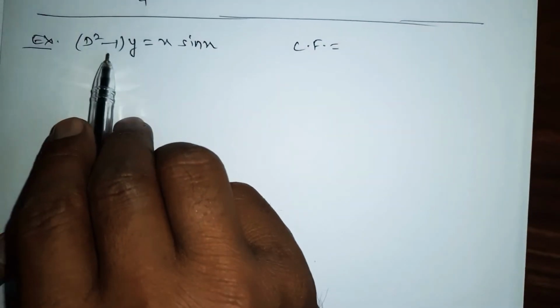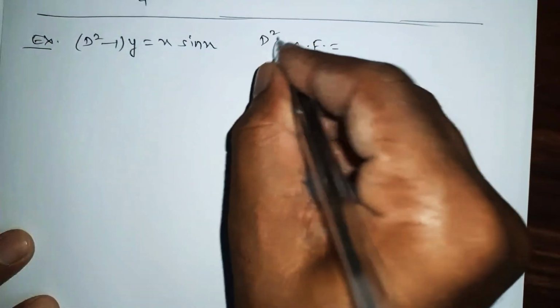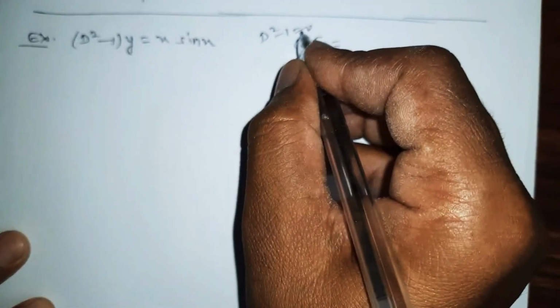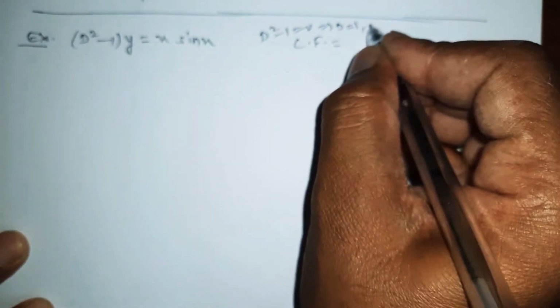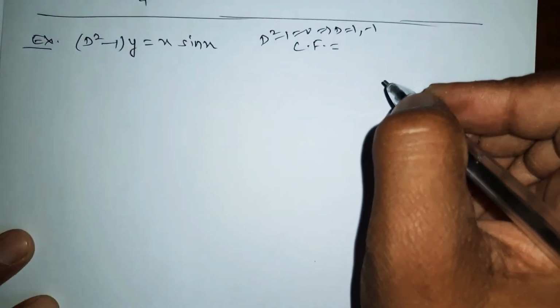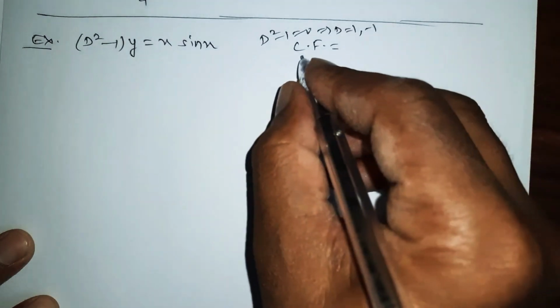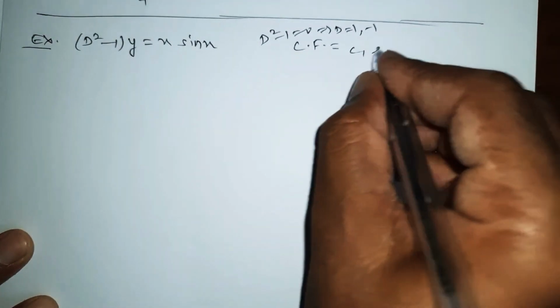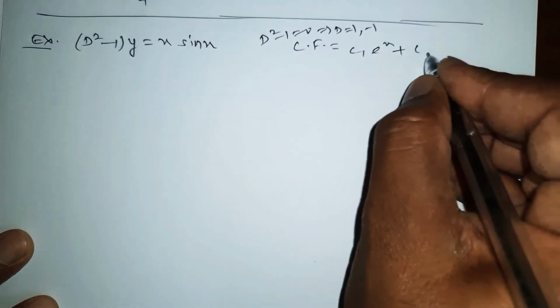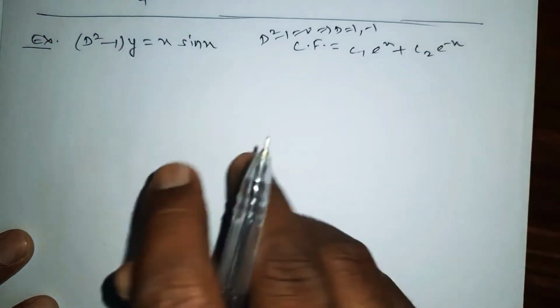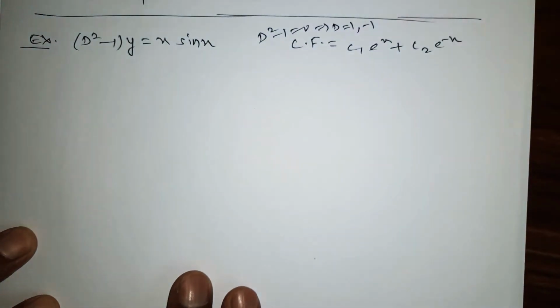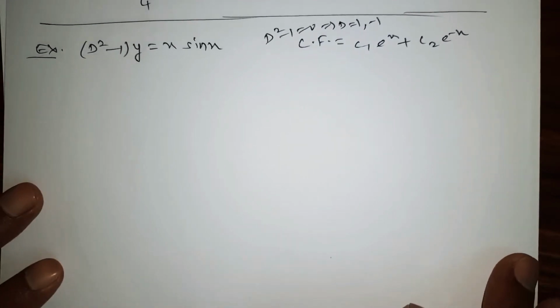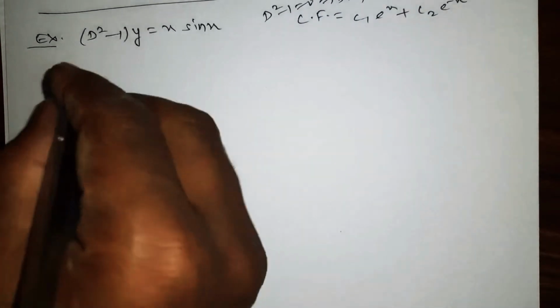D square minus 1 equal to 0. This is your auxiliary equation. So here D equals 1 and minus 1. These are the two roots. So I get the complementary function as c1 e raised to x plus c2 e raised to minus x. Within a minute you can find a complementary function. Now let us try to find the particular integral.